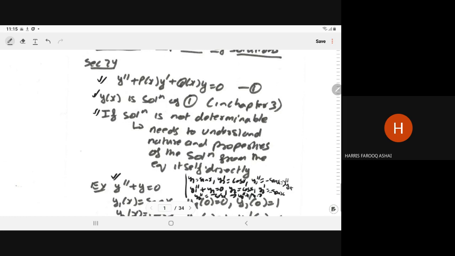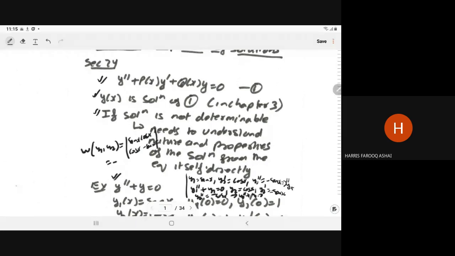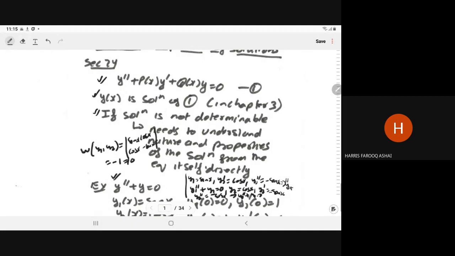Now if you compute the Wronskian of y1, y2, so we have sin x, cos x, then cos x, minus sin x, so it will give you minus 1, not equal to 0. This implies that y1 and y2 are linearly independent solutions. Then we can write c1 y1 plus c2 y2 is the general solution of the given differential equation y double dash plus y is equal to 0.